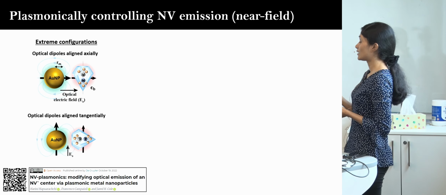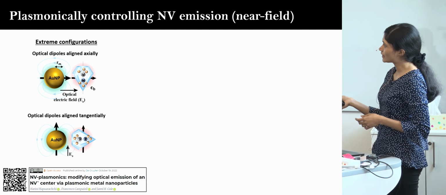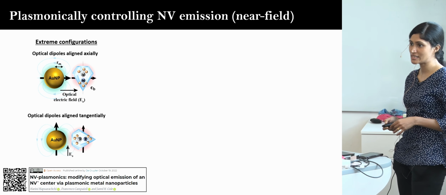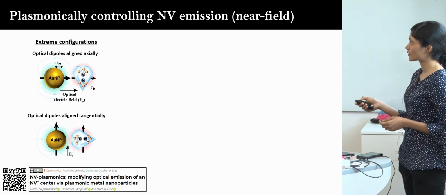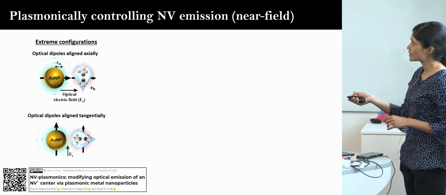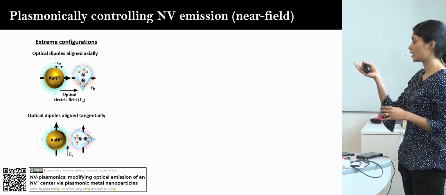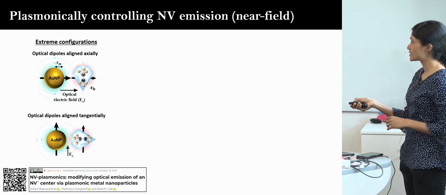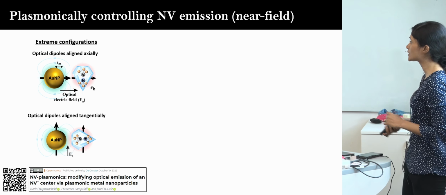So now I'm going to share some new predictions that we've made. We decided to just look at these two possible orientations for the sake of simplicity, because these two are the easiest to model analytically. Other orientations can be done, but not as simply. This one is the brightest case orientation, where the optical dipoles of the NV center and the plasmonic particle align along the same axis. And this is the darkest case orientation, where the dipoles are tangentially aligned, and you'll see why in a minute.